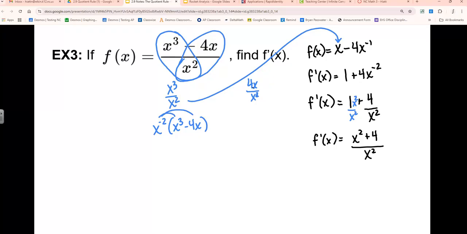Can somebody let me borrow theirs that did? I think everybody was doing quotient rule. Understandably so, because I didn't even give you a hint that you could do anything else. Let's look at Molly's here.